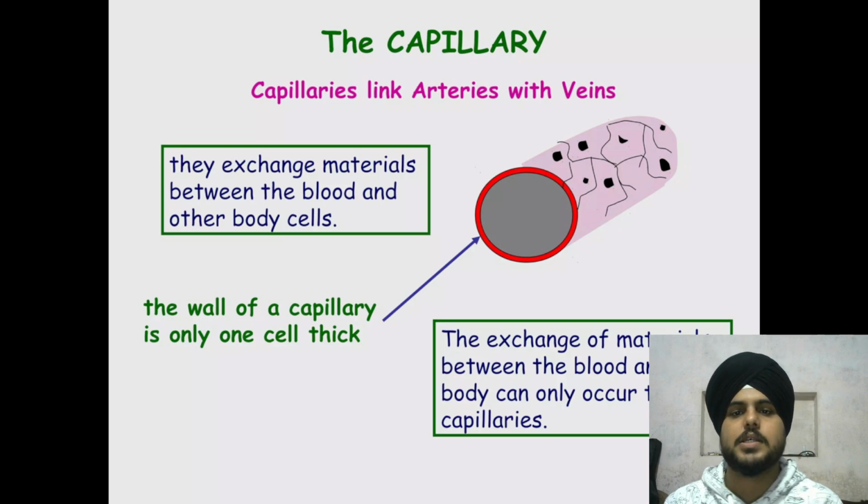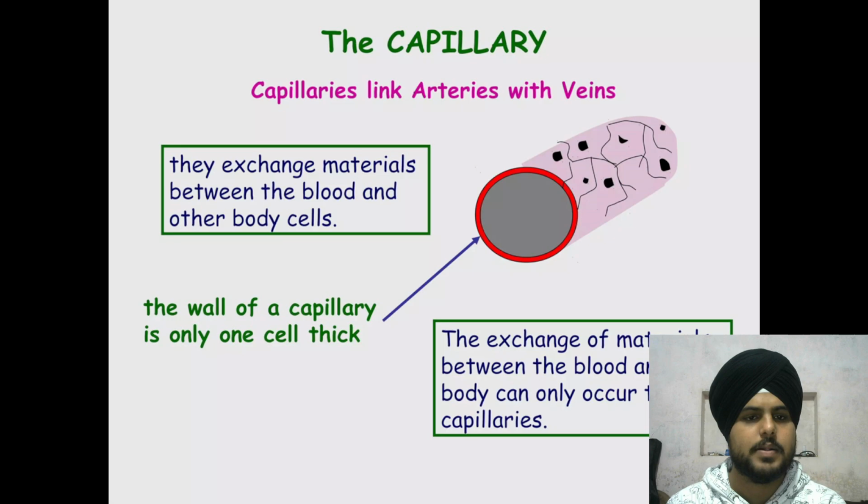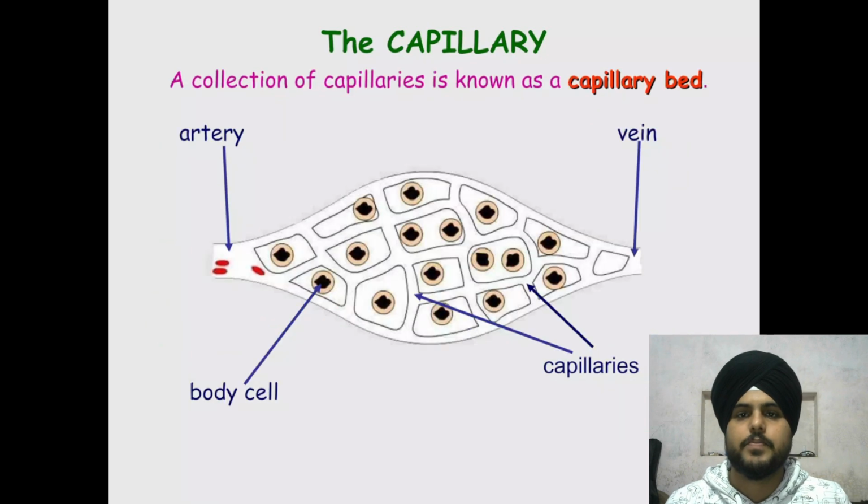And what are capillaries? Capillaries link arteries with veins. They exchange materials between the blood and other body parts. See, here's the diagram of a capillary. The wall of a capillary is only one cell thick. From one cell thick we can imagine how thin they are. Only the thickness of one cell is the thickness of the wall of a capillary. The exchange of material between the blood and the body can occur through the capillaries.